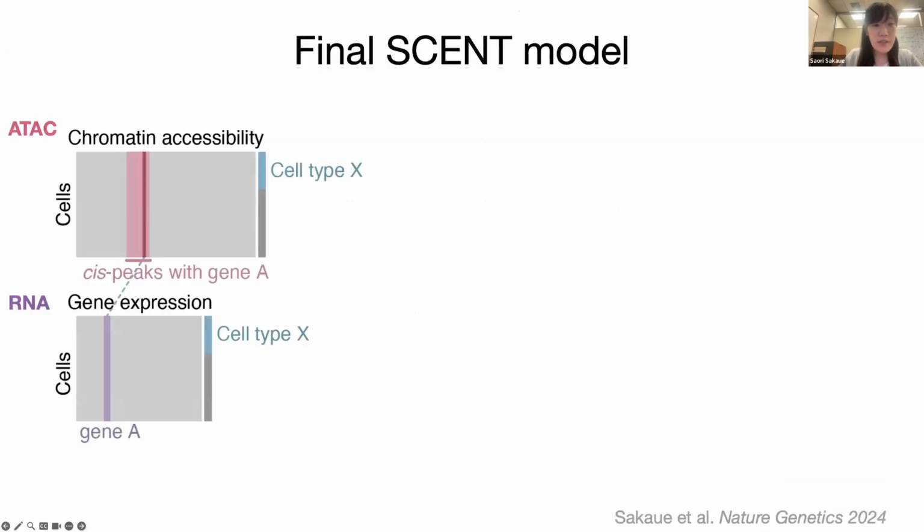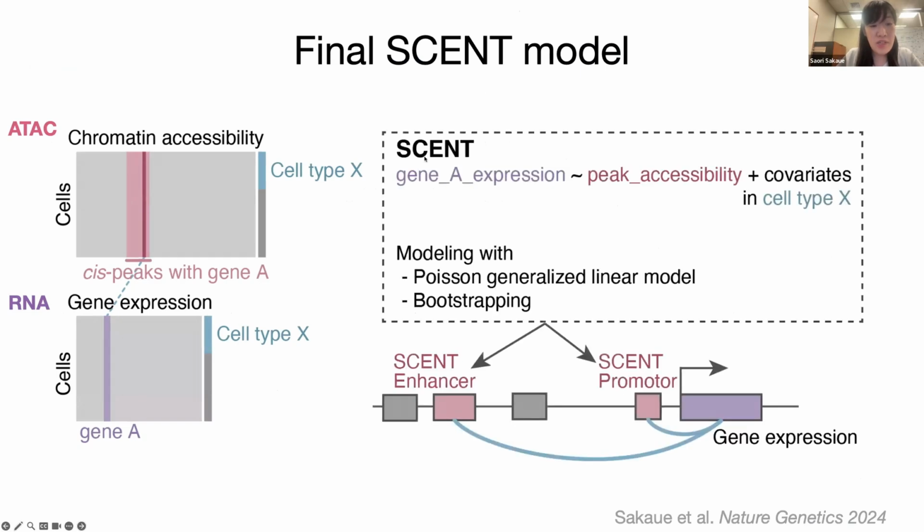So for the final SCENT model, we use the ATAC-seq cell by chromatin accessibility matrix and the RNA-seq cell by gene expression matrix, and take one cis peak-gene pair at a time and associate gene expression with peak accessibility in a specific cell type by using Poisson regression and bootstrapping, so that we can identify significant enhancer-gene connections that can be used for prioritizing causal genes and variants at the GWAS loci.